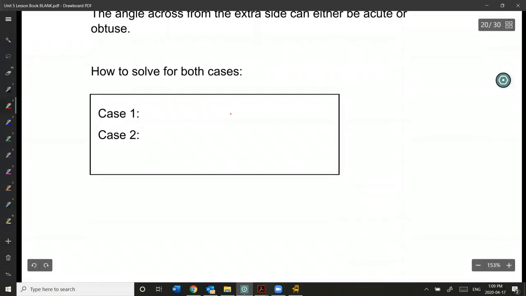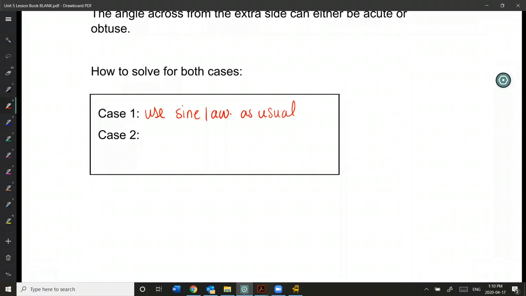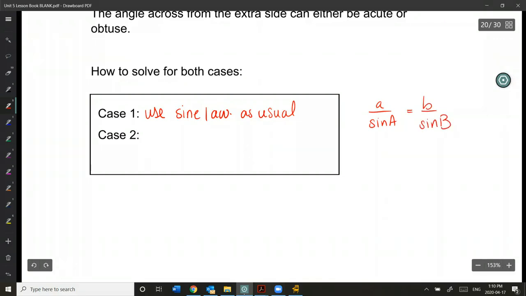Well, case one, we will use sine law as usual. And that's basically, we went over that in lesson 6. But basically we're just applying sine law in order to find the missing angle. And that's always going to give us the acute option.